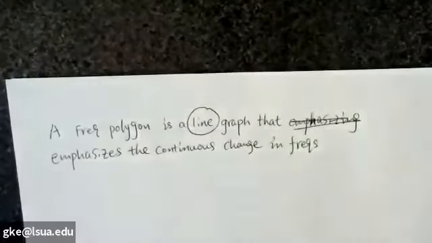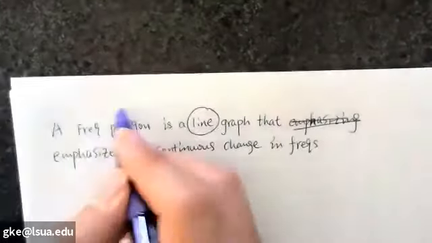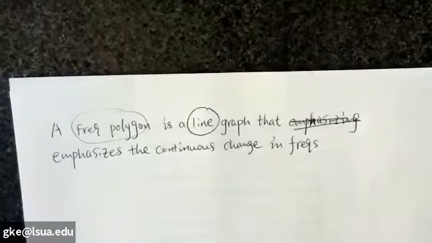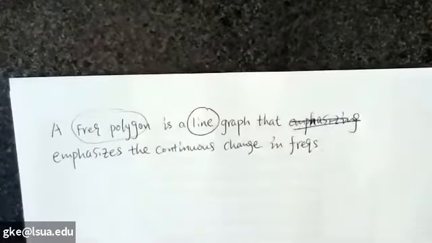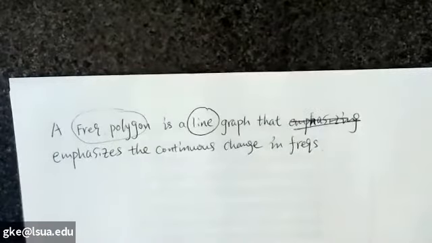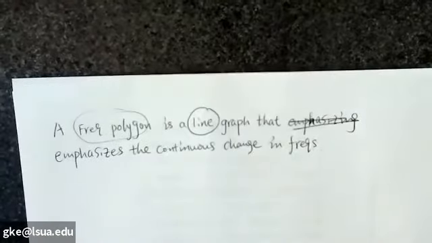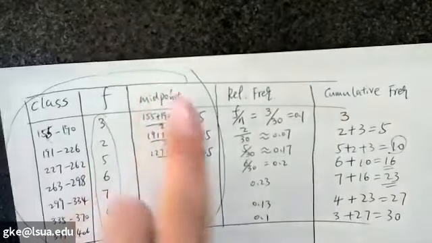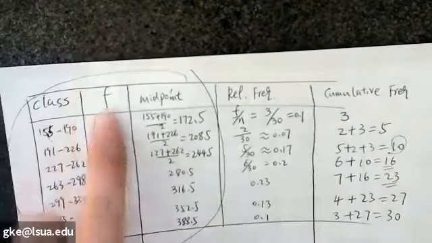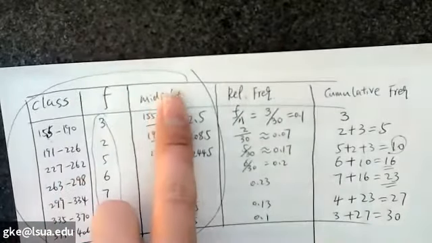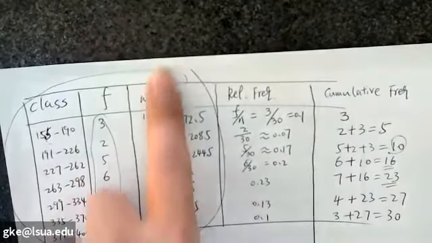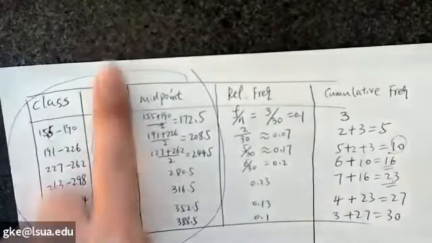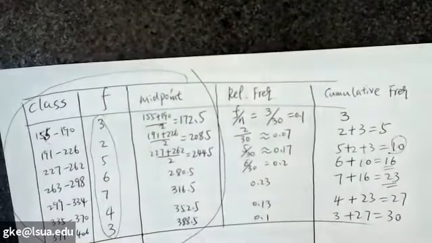So the polygon is a line, and I'm gonna show you guys an example. Previously we used a box. Now we're gonna use a line. We're still gonna use this example, and we're still gonna use midpoint and frequency. For the x-axis we use midpoint, and for the y-axis we use frequency. Now let's take a look.